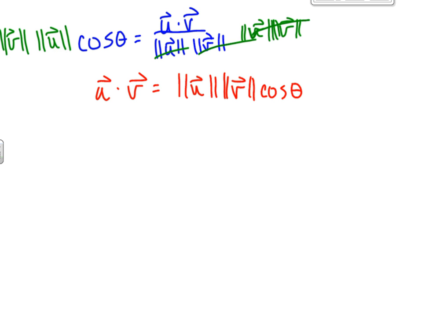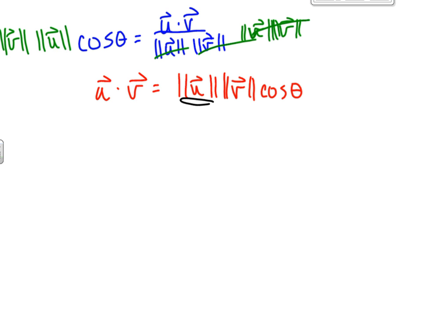So I want you to notice that we can use that formula that we used to find the angle, but we can rearrange it and write it as an alternate form of the dot product. Does that make sense? So there's another form of the dot product. Not only that, we can say this, look at this.